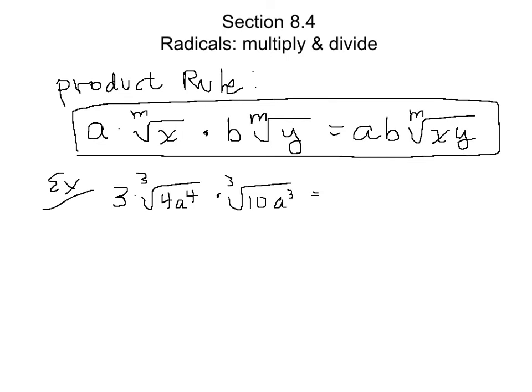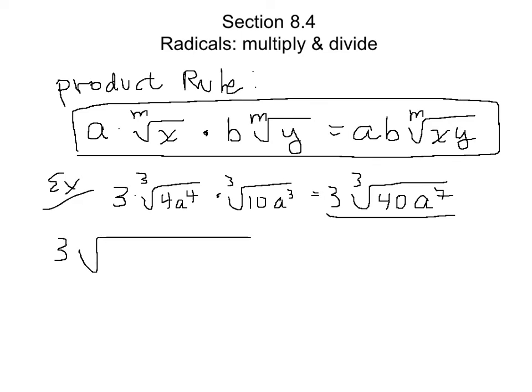So take a look at this example. There are a lot of ways of approaching problems like this, but we'll just use that rule that we have, the product rule, and we'll rewrite this as 3 times the cube root of 40 times a to the 7th. See that? And so now we have a single radical expression, and we want to break it down.